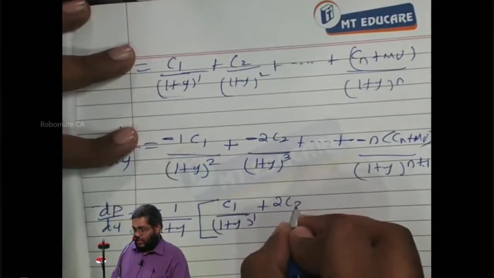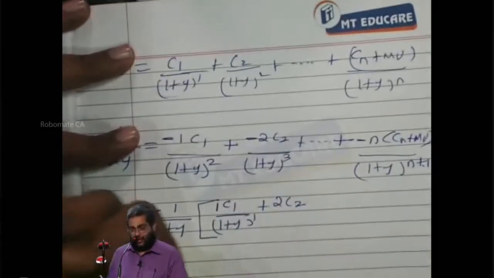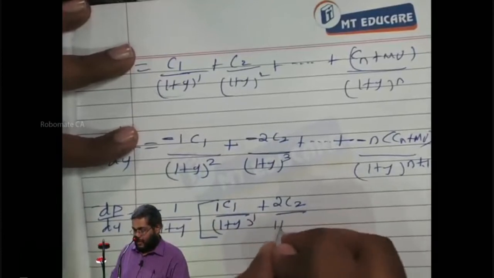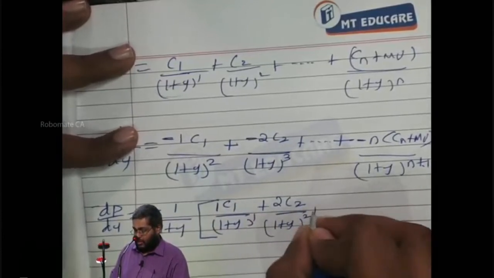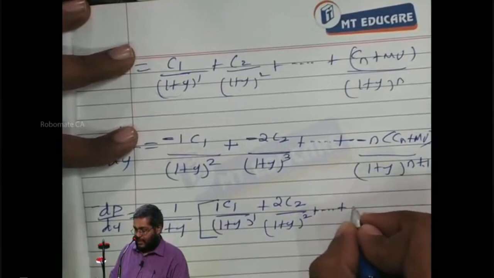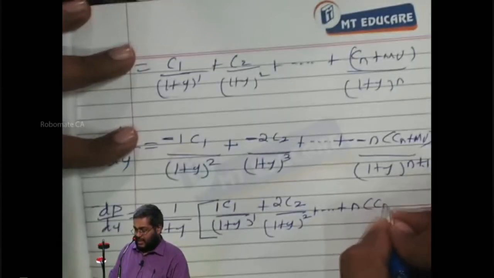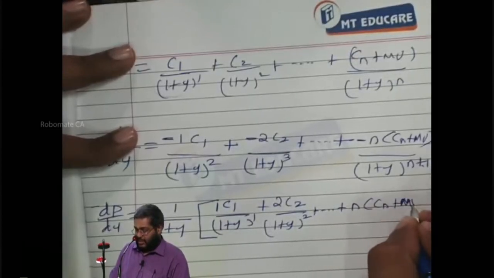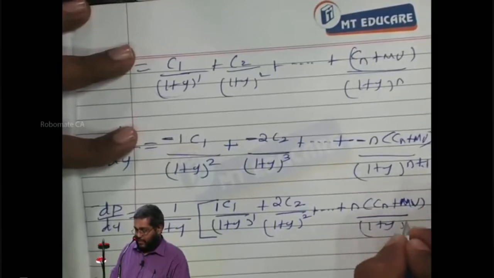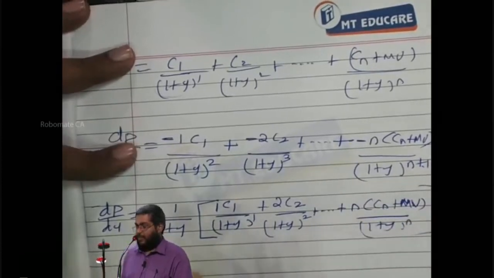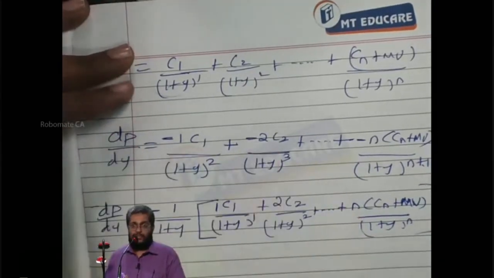Plus 2c2. Can I write it as 1c1? Is it c1 or 2c2 divided by 1 plus y power 2, and so on up to ncn plus maturity value divided by 1 plus y power n? This is the rearranged formula. Respond yes or no? Yes, sir.